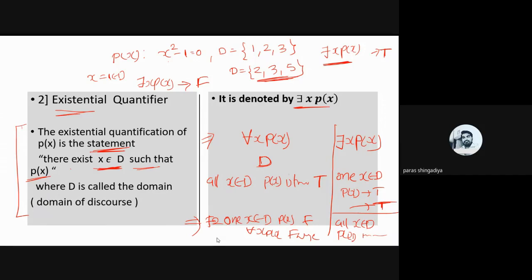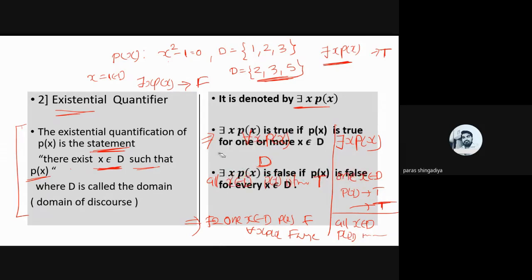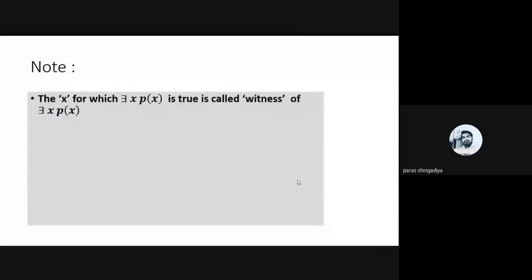Okay, so this is a definition. We consider a single x belongs to D to check the answer. If P(x) becomes true, then the existential quantifier will be true. And for all x belongs to D, if P(x) becomes false, then the existential quantifier will be false. And now there are some rules for that. First one, the x for which there exists x P(x) is true. For a value of x where P(x) becomes true, this value is known as a witness of the existential quantifier. We consider a single x belongs to D.